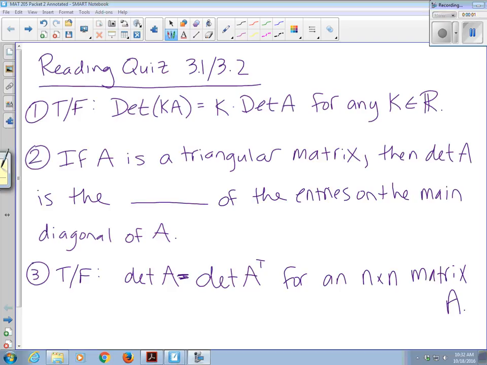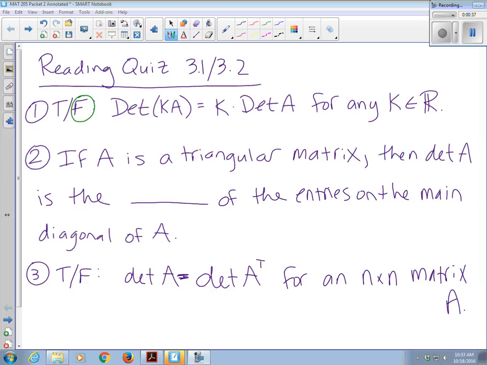The determinant of k times A equals k times the determinant of A for any real number k. False. The theorem in the book said that if you multiply a single row by a scalar, that changes the determinant by a factor of that scalar. But k times A means multiply every entry in every row by k. So it's actually going to be something other than k that goes here, and you're going to work through that in your activities.